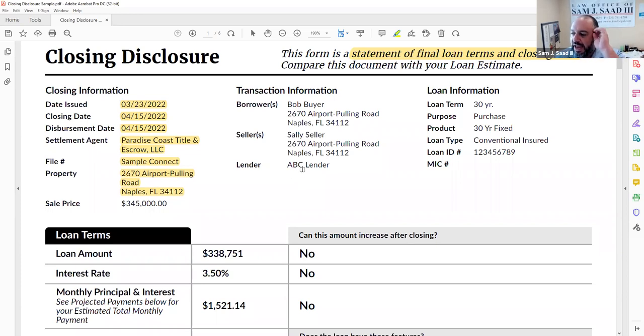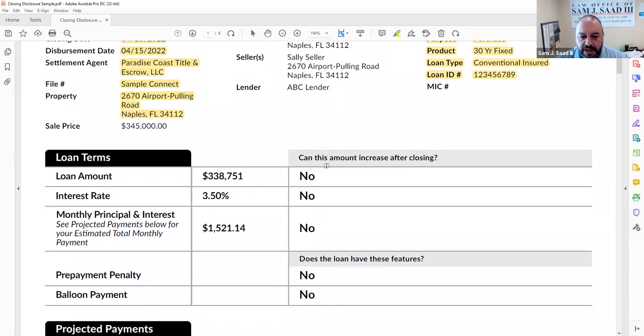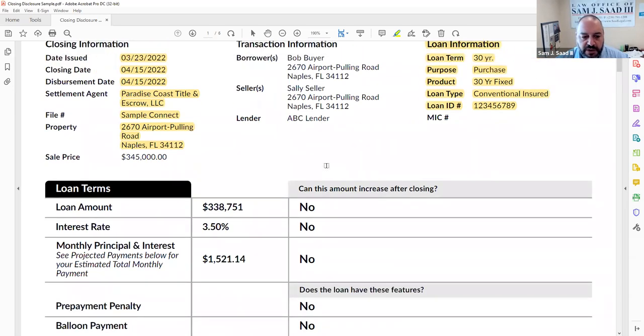You'll note that a lot of times in your transactions, the sellers will sign a seller's closing disclosure, the seller CD. That seller CD doesn't contain all of the loan information over here that the borrower needs to know, because it's none of the seller's business, the actual type of loan, the interest rate and all that sort of thing that the borrower is getting.